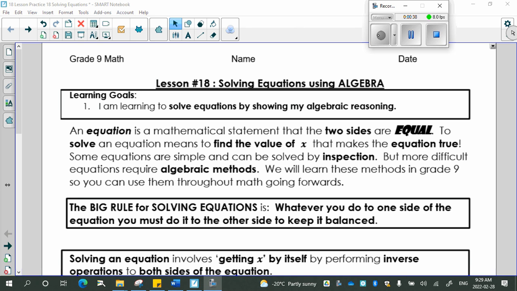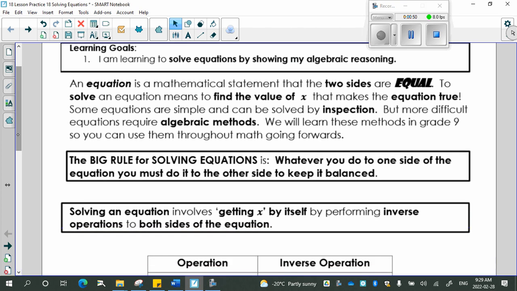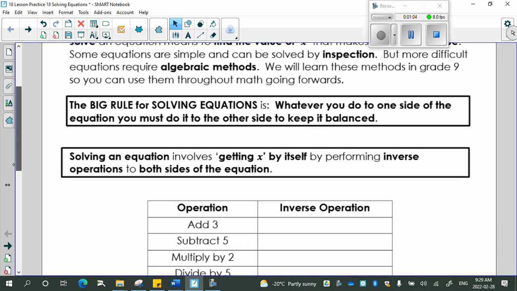So even though you may know the answer in your head, working through the algebraic steps is going to help you when stuff gets harder in grade 10, and even in grade 9 when stuff gets harder. All right, so an equation means that both sides are equal, so start off by knowing that. And so the big rule is whatever you do to one side, you have to do to the other to keep the sides equal.